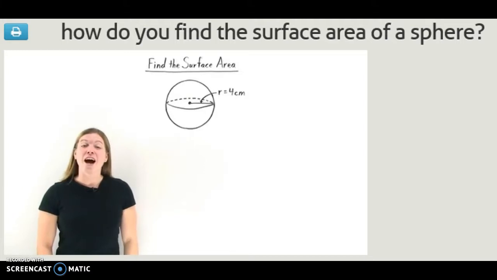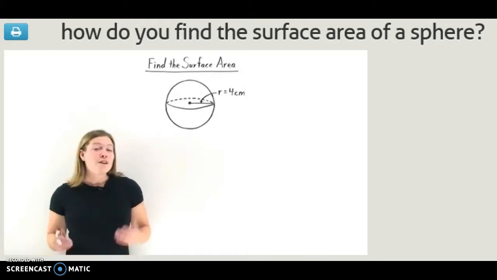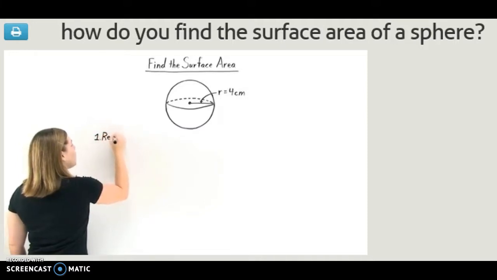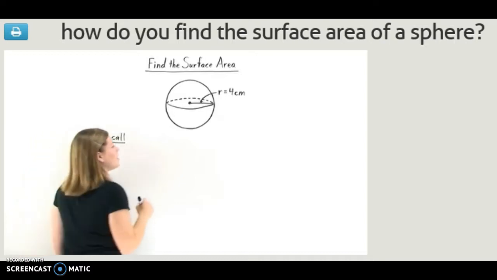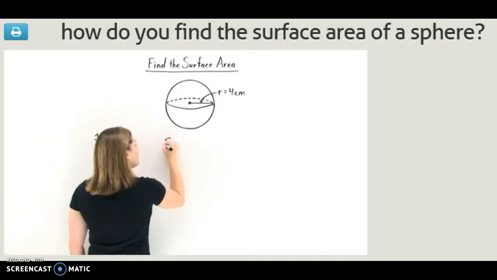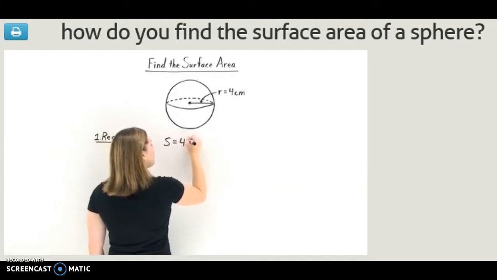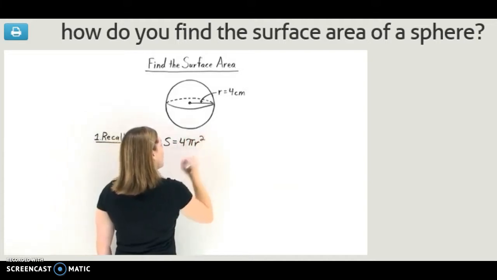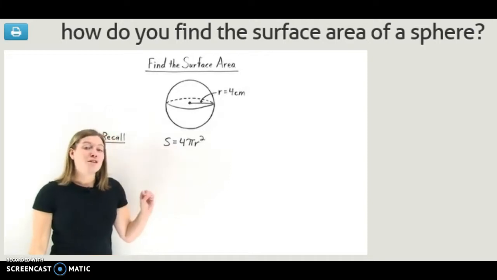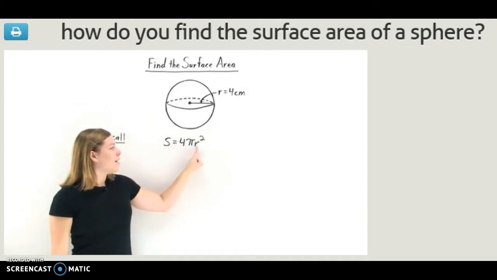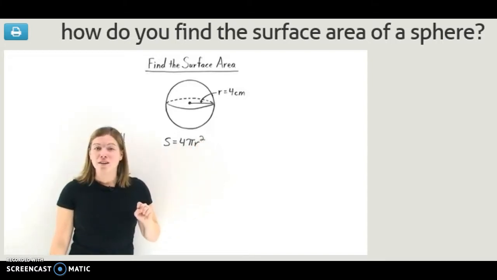Let's find the surface area of this sphere. To find the surface area of a sphere, we need to start out by recalling the formula that can help us do this. So here is the formula to help us find the surface area of a sphere. We have S, which is the surface area, is equal to 4 pi r squared. So to find the surface area of a sphere, we need to take 4 times pi times the radius squared.